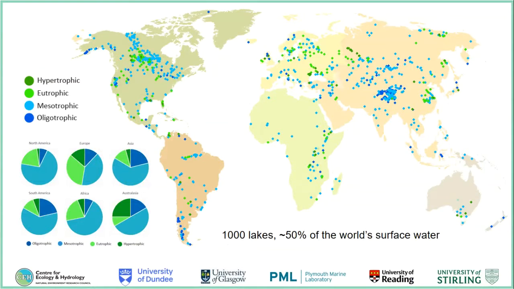So those water quality products that we've produced with Global Lakes, they represent roughly about 50% of the world's surface water. So that's how much of the surface water extent that we're covering at the moment through these data products we produce through Global Lakes.